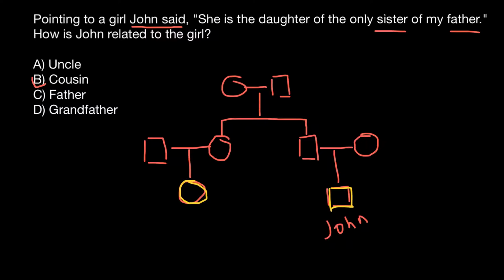So again, John would be a cousin of this girl, and this girl is going to be a cousin of John. But the question: how is John related to the girl?